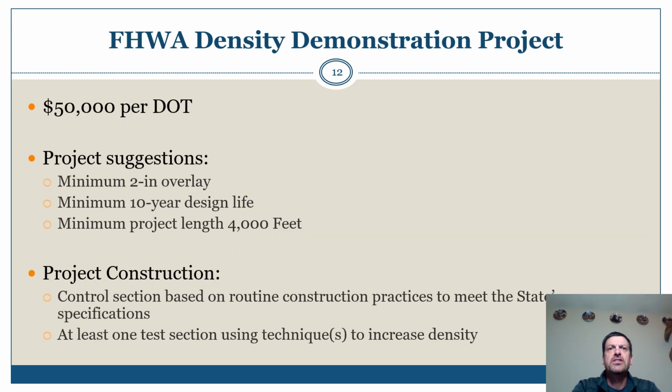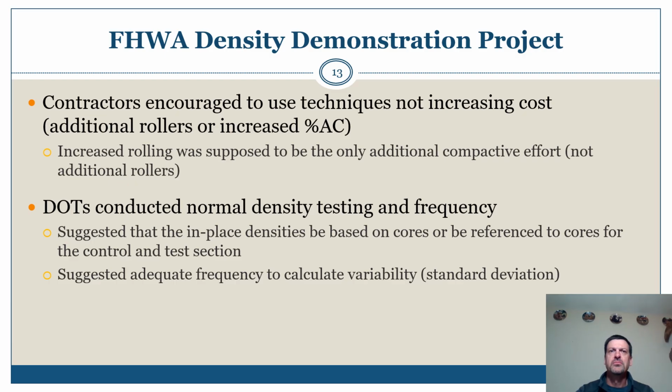As an incentive to the states to do a demonstration project, FHWA provided some money, and that was $50,000. That came along with some suggested minimum thickness for the overlays, minimum design life, as well as a minimum section length, so that there was adequate area in which to get a sense of variability associated with the pavement section density. And basically what was done is a control section was built, and then at least one other section that used some different technique to increase density needed to be built. More than one could be built, but at least one had to be built.